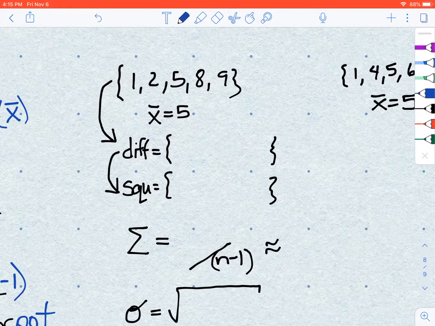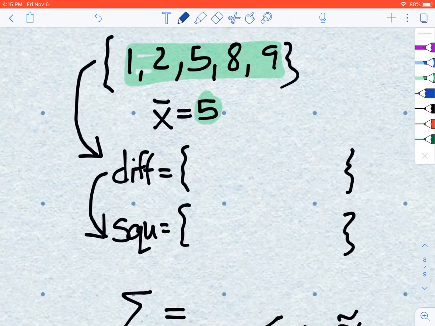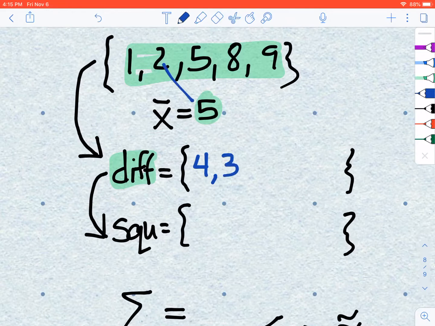So here is my data set. All right, we found the average already. We did that at the beginning of the lesson. So now I'm going to go through and I'm going to subtract. And I'm going to put that in my list of differences. So 5 minus 1 is 4. I'm always going to take, by the way, the absolute value of the difference. 5 minus 2 is 3. Again, I'm subtracting. 5 minus 5, I get 0. 5 minus 8 is 3. 5 minus 9 is 4.